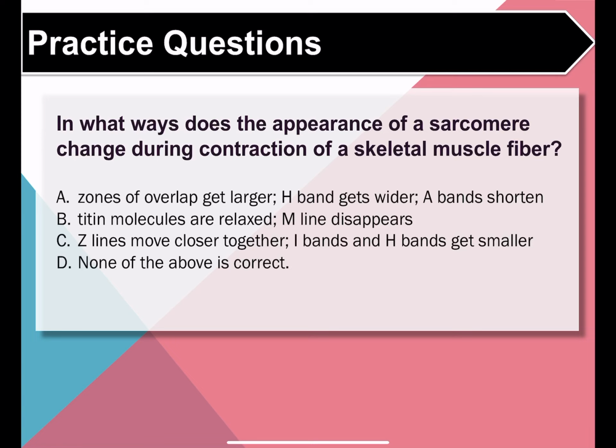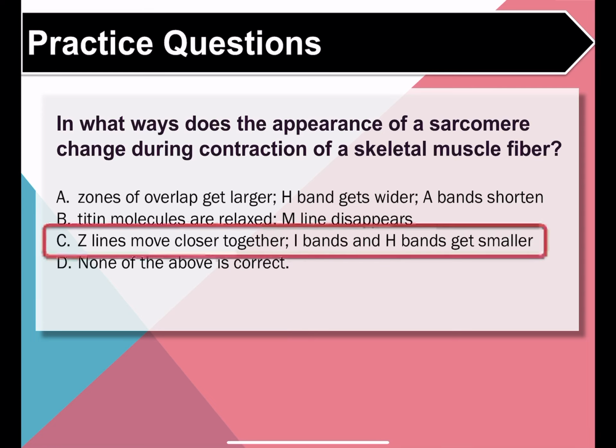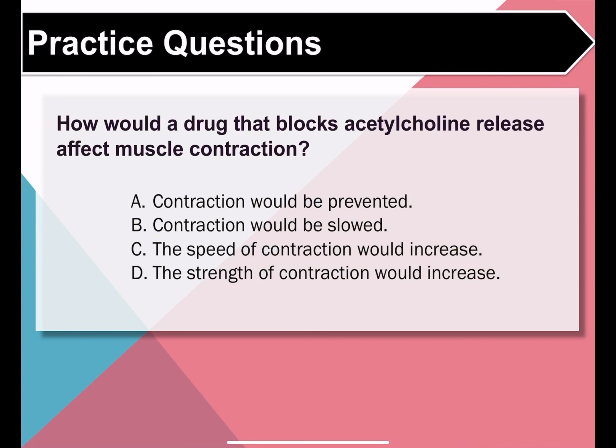In what way does the appearance of a sarcomere change during contraction of a skeletal muscle fiber? This is that sliding filament I was talking about, okay? So the Z lines would move closer together. The I and H bands would also get smaller. Okay, so zones of overlap in choice A here is true, but H band does not get wider. It gets smaller. And A bands, remember I said that A bands do not change in length, whether you're resting or contracting muscles.